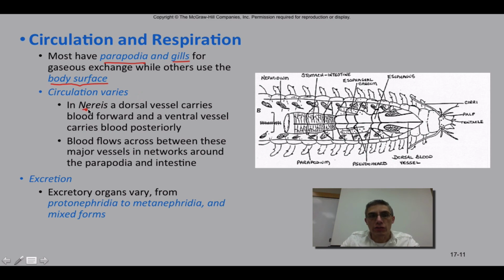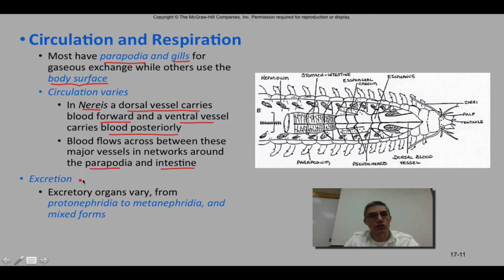Now in Nereus, which is the one you're going to look at in lab, the dorsal blood vessel, the one that actually runs along the top of the animal, is going to carry the blood forward, and the ventral vessel, which is the one that lies along the bottom of the animal, is going to carry the blood to the posterior end of the animal. Now blood is going to flow across between these major vessels in networks around the parapodia and of course the intestine.